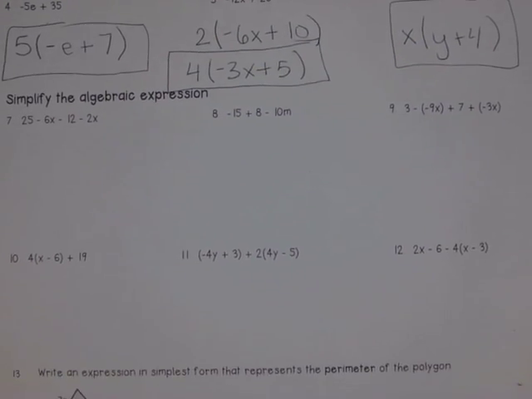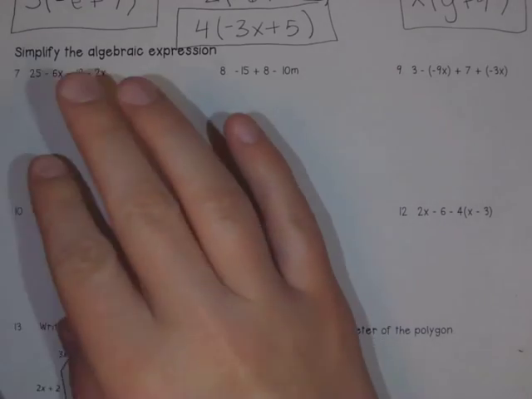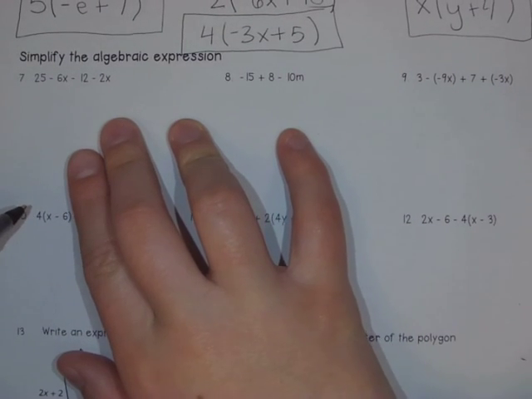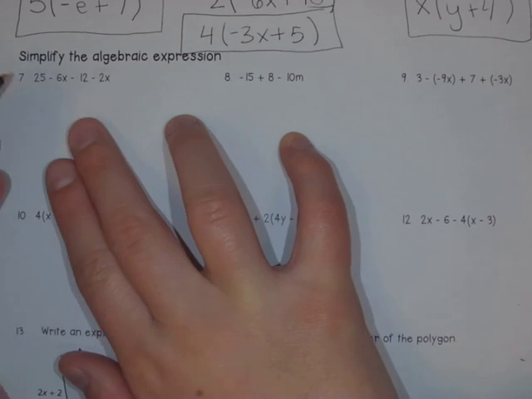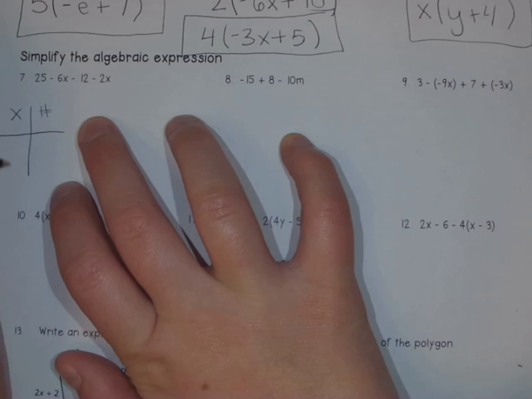Okay, next we are doing simplifying the algebraic expressions. Okay, simplifying means that you can include distributing and your t-chart. So first of all, you see if there's anything to distribute. And here, nothing to distribute. So we're just going to do our t-chart.